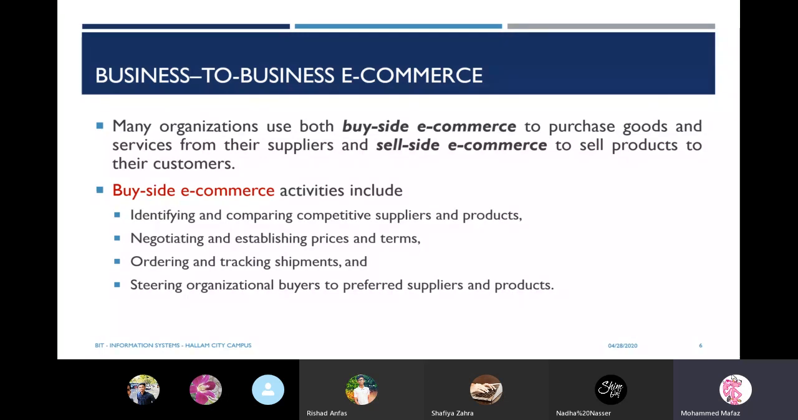So talking about buy-side e-commerce, main activities would be identifying and comparing the competitive suppliers. There may be a lot of people you need to choose from where to buy the raw materials. So that is one thing. Negotiating and establishing prices and terms. Sometimes you can directly get in touch with their sales department and negotiate, because on the website they may have a fixed price, but when you contact their salespersons or the sales department, they may be able to customize to your requirement and come to a negotiation.